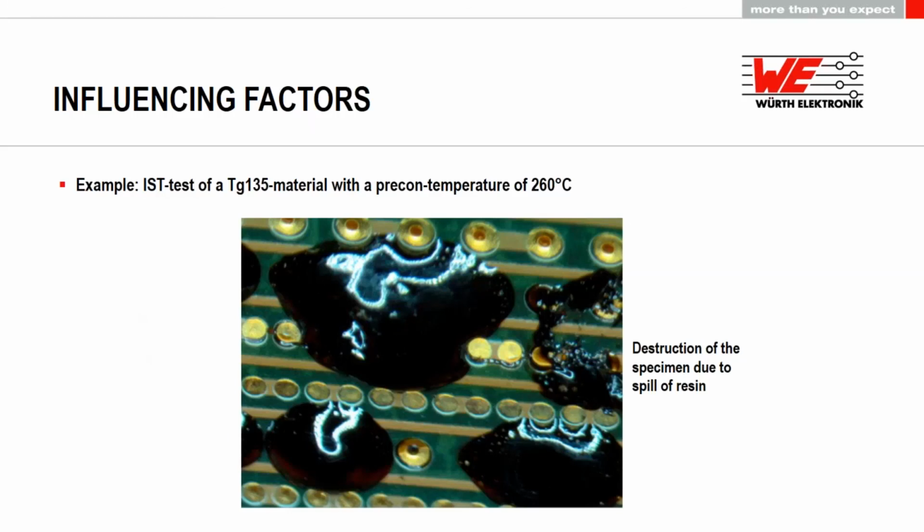Just an example. We tested coupons and they already failed during the preconditioning, so during the soldering. And one could say, oh my God, those PCBs are so bad. They didn't even survive the soldering process. But if you took a closer look, you could see that it was a TG135 material, and we used 260 degrees lead-free soldering, which the material is not suitable for. And therefore, we destroyed the PCBs because the resin was spilled. And that's the real thing that happened. If the PCB is used correctly in real life, that would never ever happen. And therefore, your reliability result is, as I told you, absolutely useless.